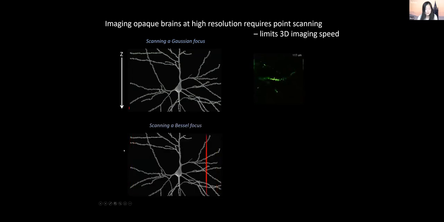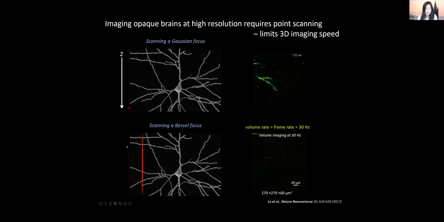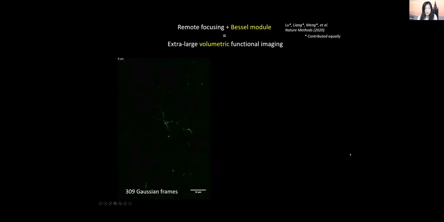So we use the concept of an axially extended Bessel focus, and by scanning this focus in 2 dimensions, we will get a projected view of the three-dimensional volume. The advantage is that now we convert the frame rate, which is 30 frames per second, into an effective volume rate, as in this example, at 30 volumes per second. And we can use this approach and combine it with other two-photon microscopy modules to achieve very high volume rate in vivo imaging.